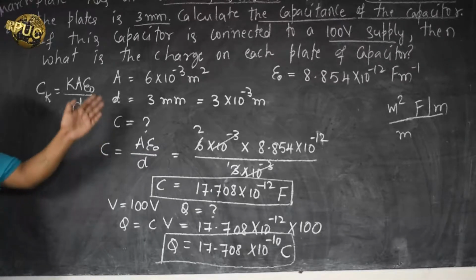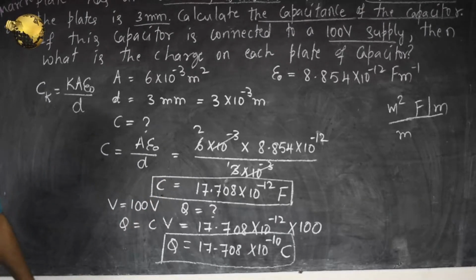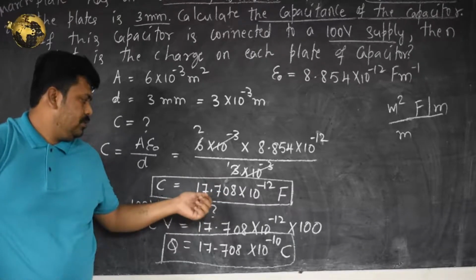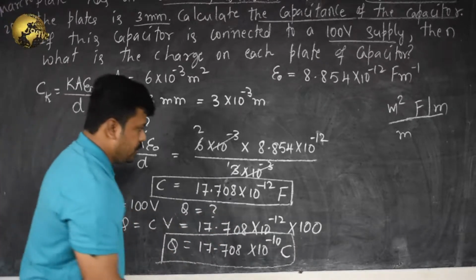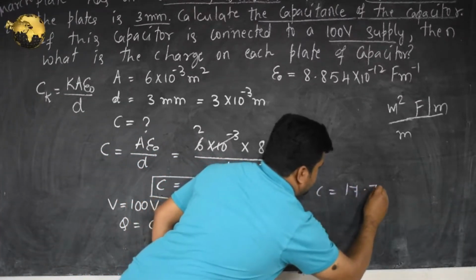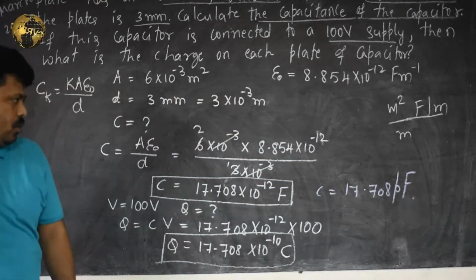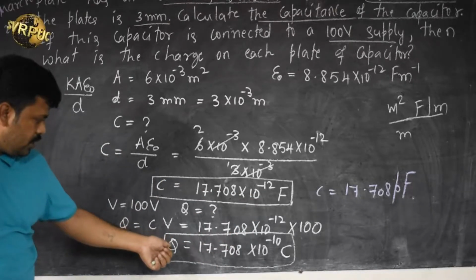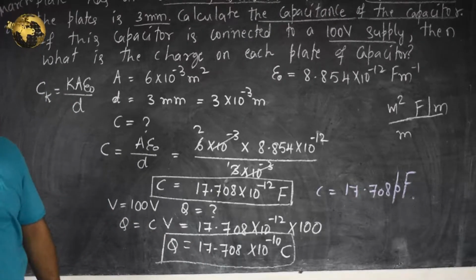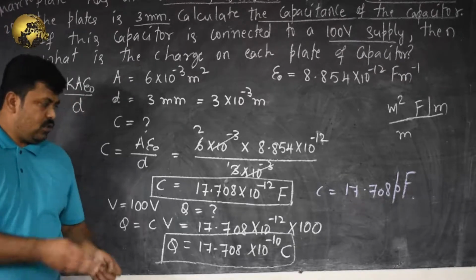We wanted to calculate the capacitance of the capacitor, so we get C is equal to 17.708 into 10 to the power minus 12. You can also write this value as 17.708 picofarad, because pico refers to 10 to the power minus 12. And we can calculate the charge as 17.708 into 10 to the power minus 10 coulomb. Right. Let's go for the next question.